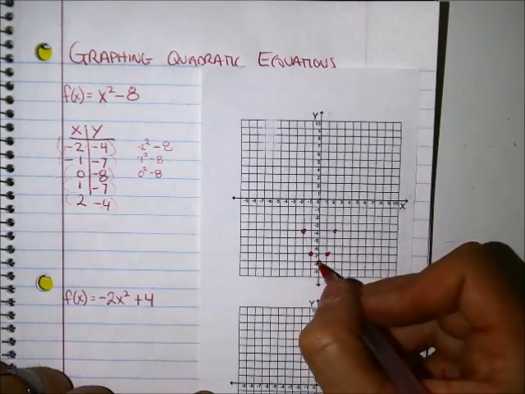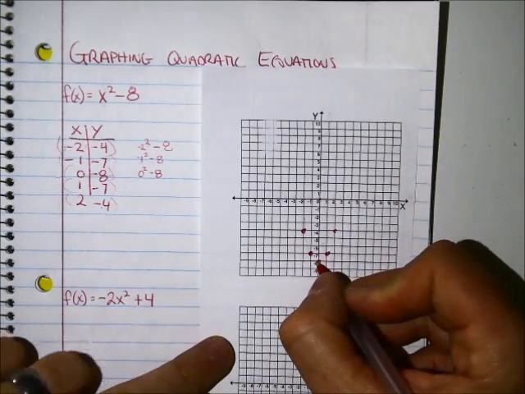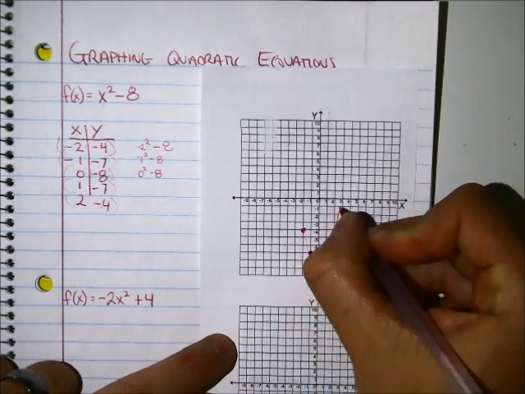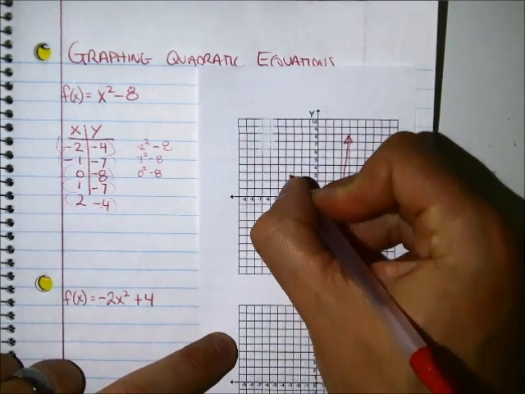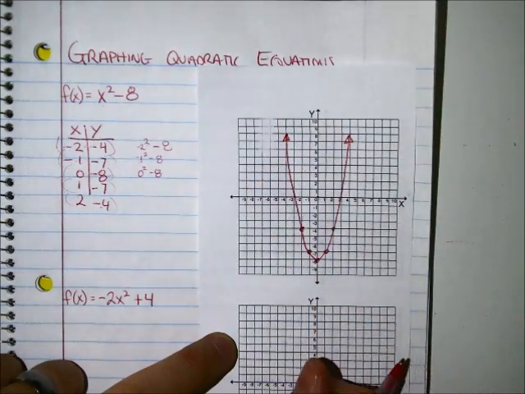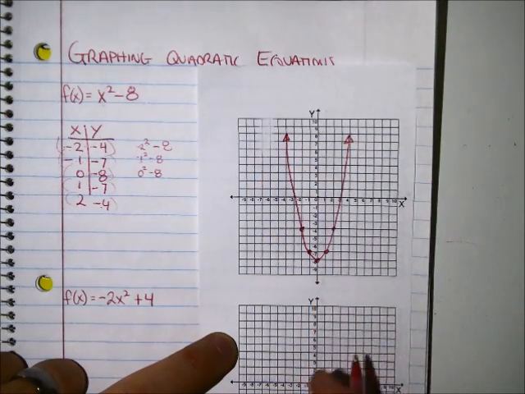It's not a V, it's a U, so you got to add your own little curve. So I'm going to curve it up, and I'm going to curve it up that way. And you graph the problem.